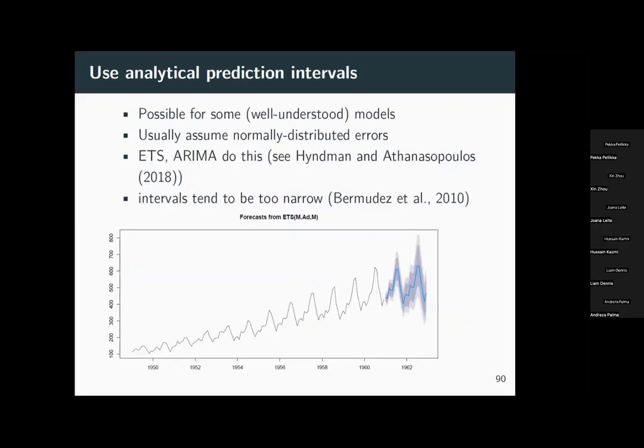So let's start with the first one, the analytical prediction intervals. This works well for some well-understood models. You would usually assume normally distributed errors. That's what ETS and ARIMA do, for example. And one problem that you have is that the intervals tend to be too narrow with that, right? So here I show you an example. The inner interval is, I think, an 80% prediction interval, and the outer interval is a 95% prediction interval.